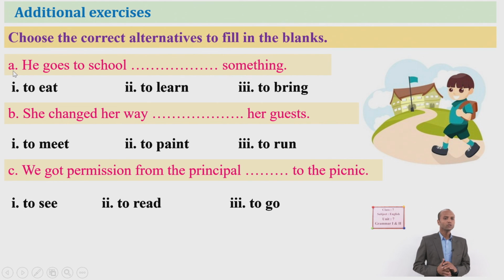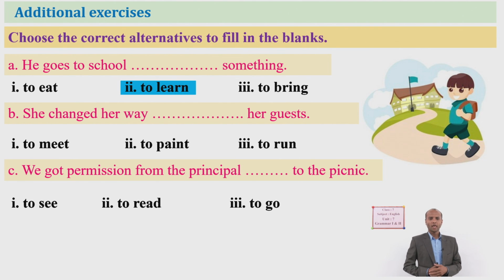A. He goes to school, something. To eat something, to learn something, to bring something. So which is the correct option, do you think? Yes, definitely. The first, A, is correct with to learn something. B. She changed her way, her guests. So you have 3 options, to meet, to paint, to run. What have you ticked? Very good. The first one, to meet her guests.